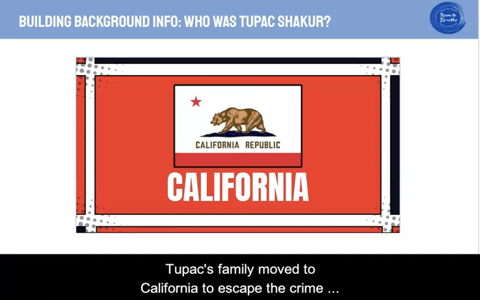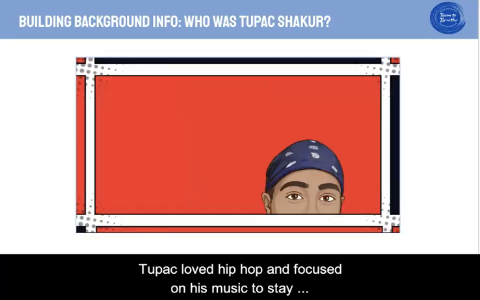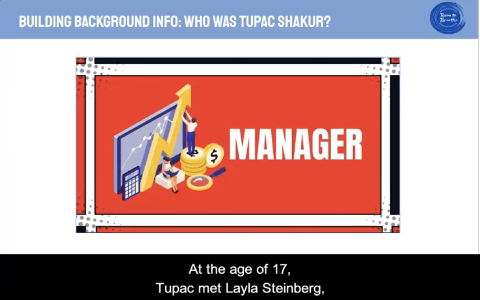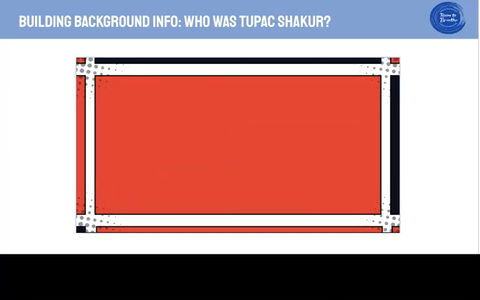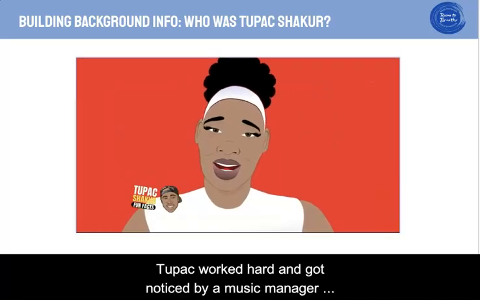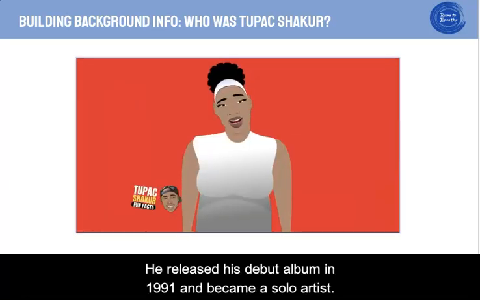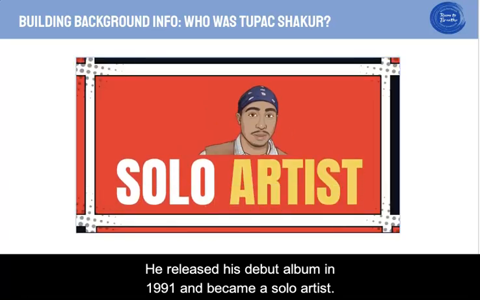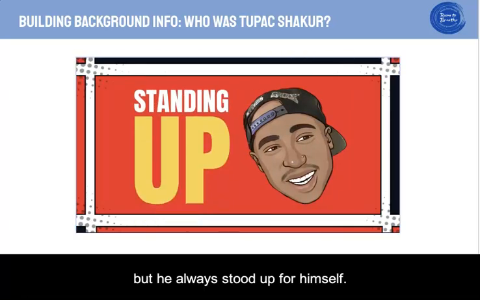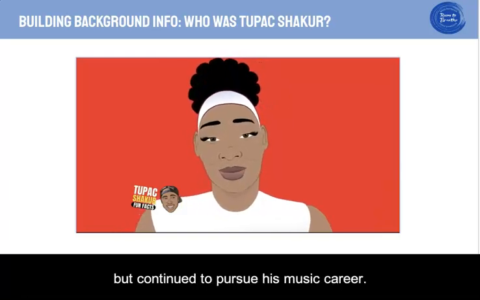Tupac's family moved to California to escape the crime in their neighborhood. Tupac loved hip-hop and focused on his music to stay away from trouble. At the age of 17, Tupac met Layla Steinberg, who became his manager. She believed in him and helped him start his music career. Tupac worked hard and got noticed by a music manager who helped him get a record deal. He released his debut album in 1991 and became a solo artist. Tupac faced some legal troubles, but he always stood up for himself. He went to jail for a short time, but continued to pursue his music career.